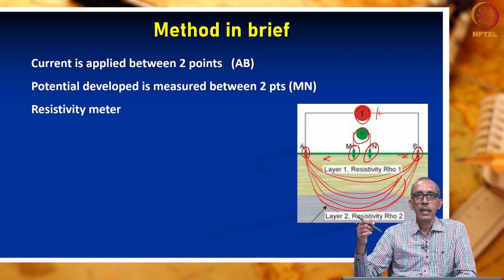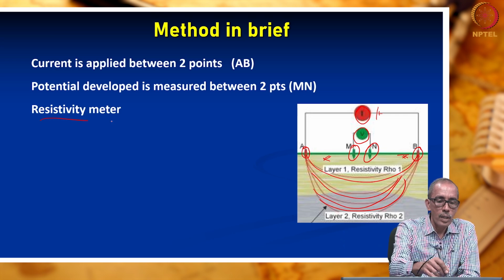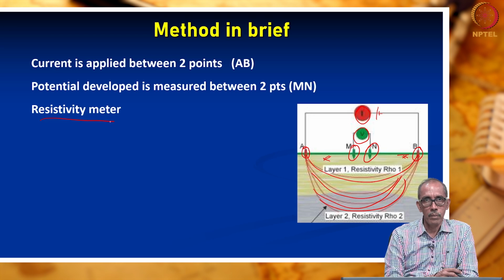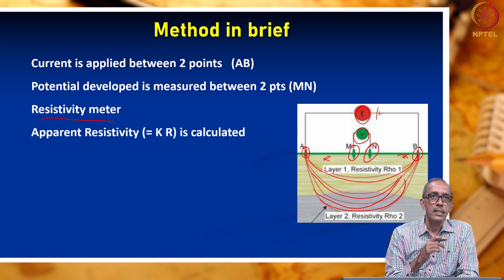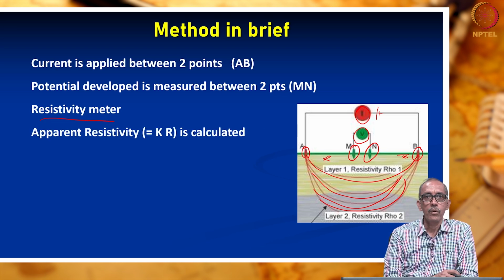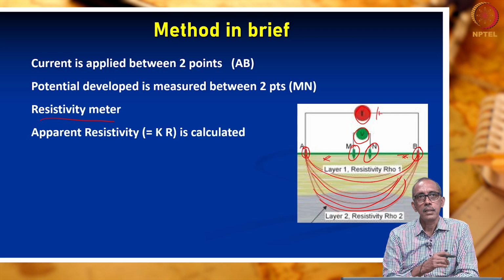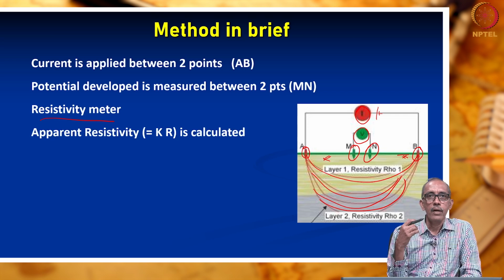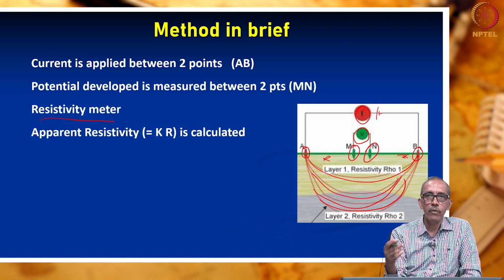We can determine the resistance using a meter known as a resistivity meter. Very simply, I am explaining the method now. Then we have to calculate apparent resistivity. How can we calculate apparent resistivity? Using this circuit, we have measured R, which is the resistance.